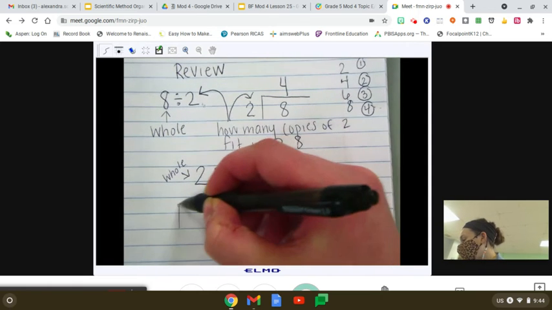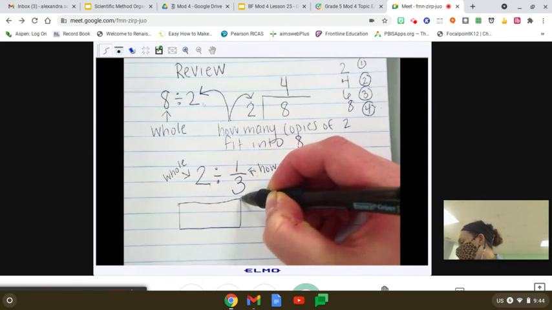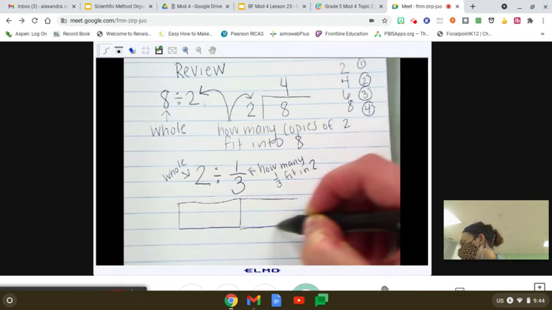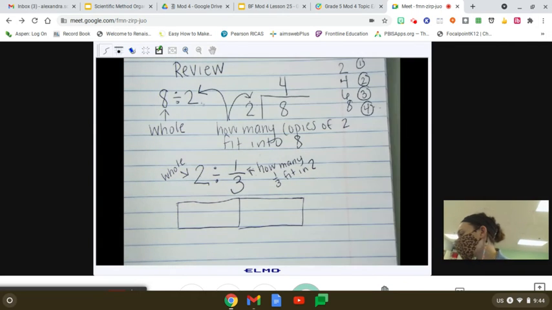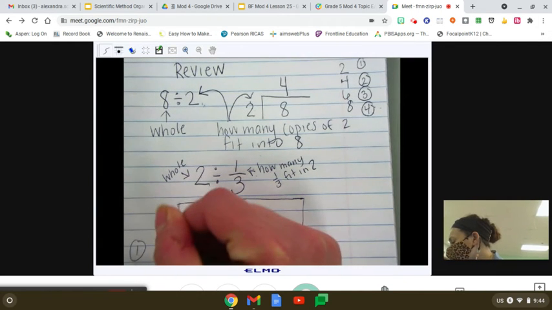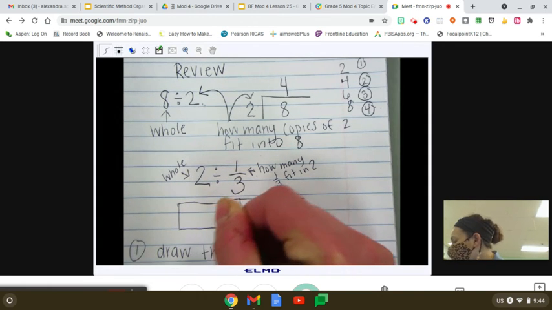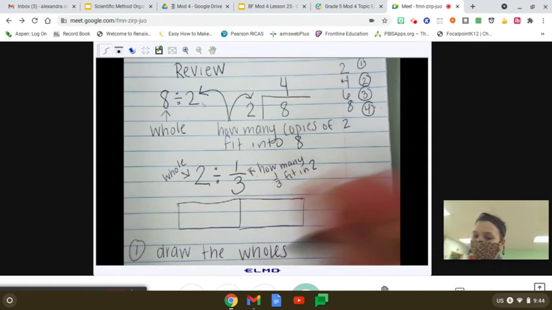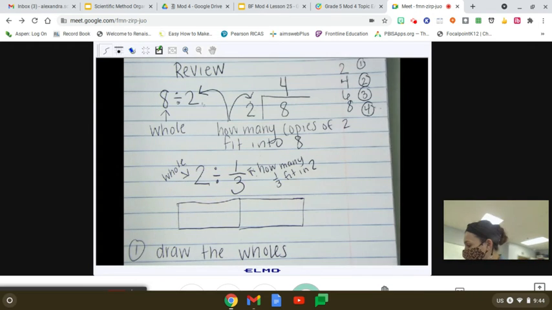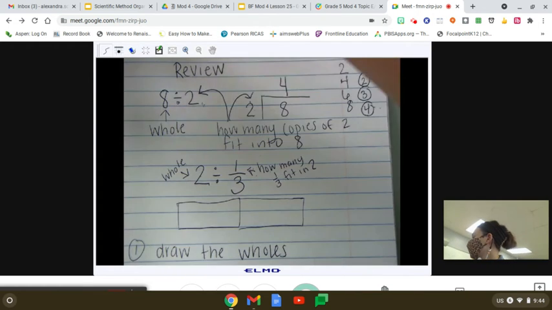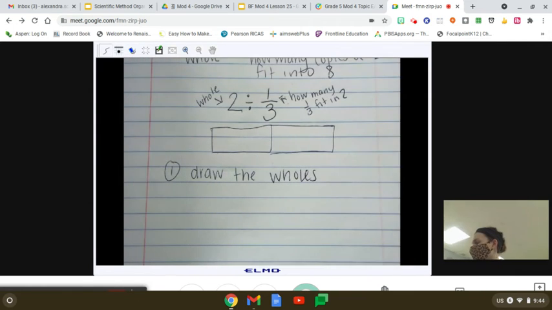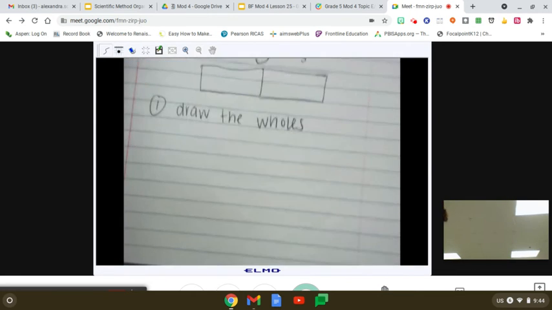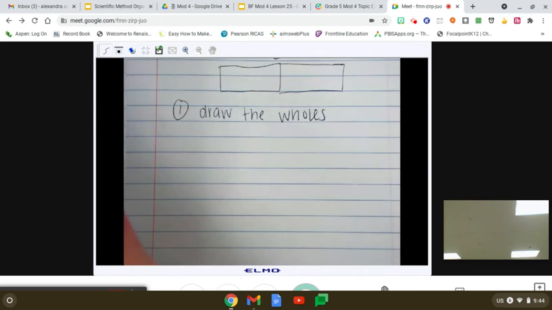So we start by drawing our whole. Here's 1 whole, here's 2 wholes. So we draw our whole. So step 1, draw the wholes. Remember, pause it if you need to. Once we've drawn our wholes, we need to think about the next step.